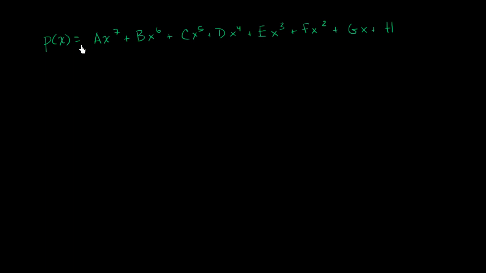So we have a polynomial right over here. We have a function p of x defined by this polynomial. It's clearly a 7th degree polynomial. And what I want to do is think about what are the possible number of real roots for this polynomial right over here. So what are the possible number of real roots?